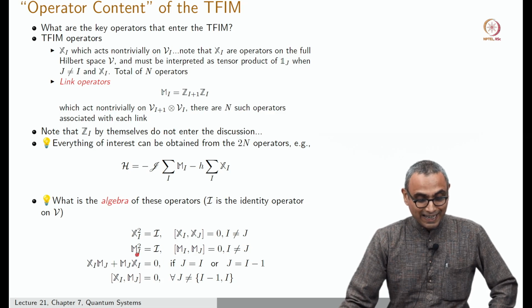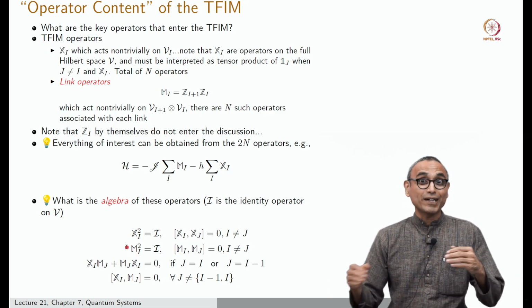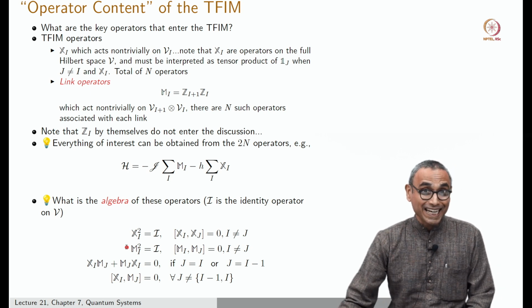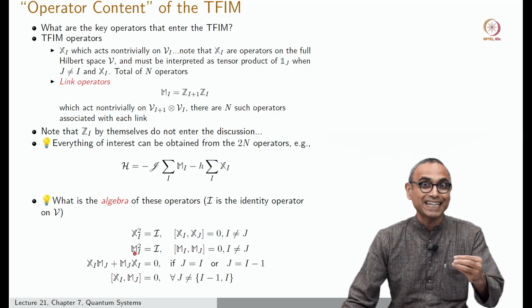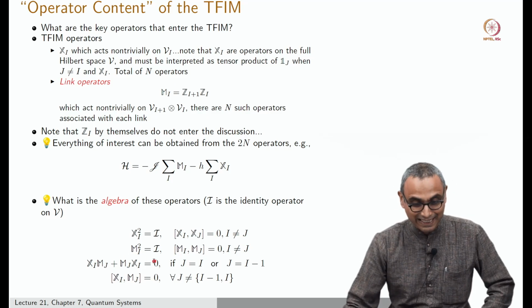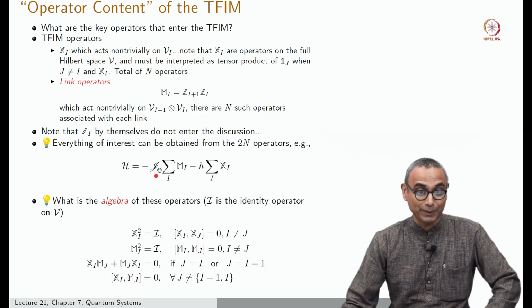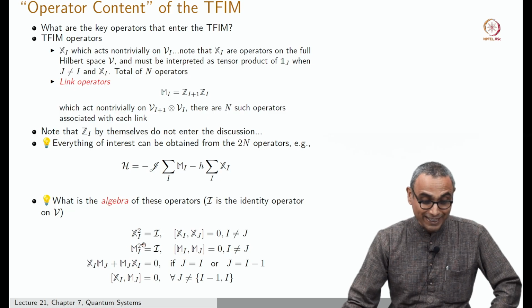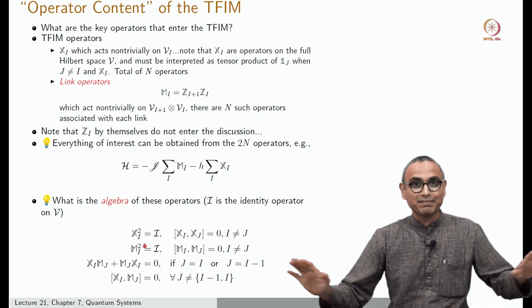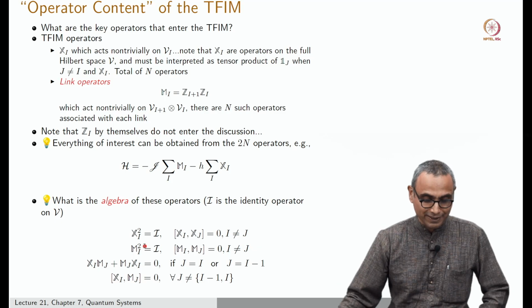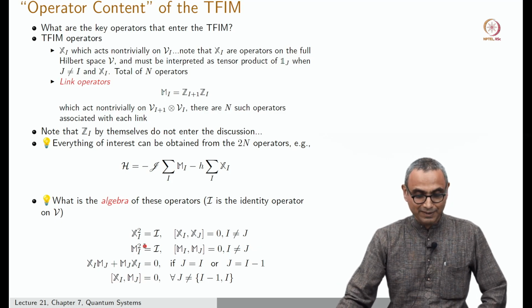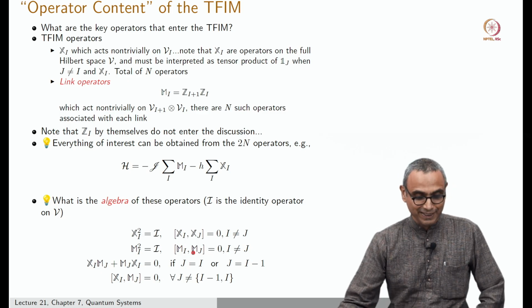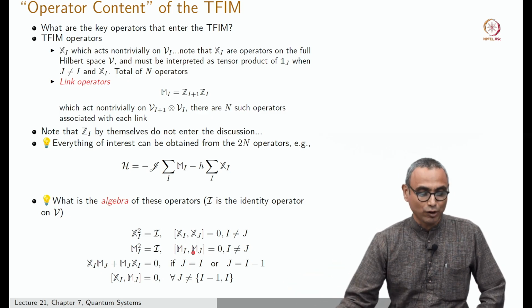The second point is, what is the algebraic structure of these link operators? If you look at the link operators, if I square the link operator, I will still get identity. That's the nice feature of the link operator. The link operator is not a single qubit operator, it's a two qubit operator. But if I square it, I will get identity on the full Hilbert space of the transverse field Ising model. And you will see that m_i and m_j also commute with each other whenever i is not equal to j.